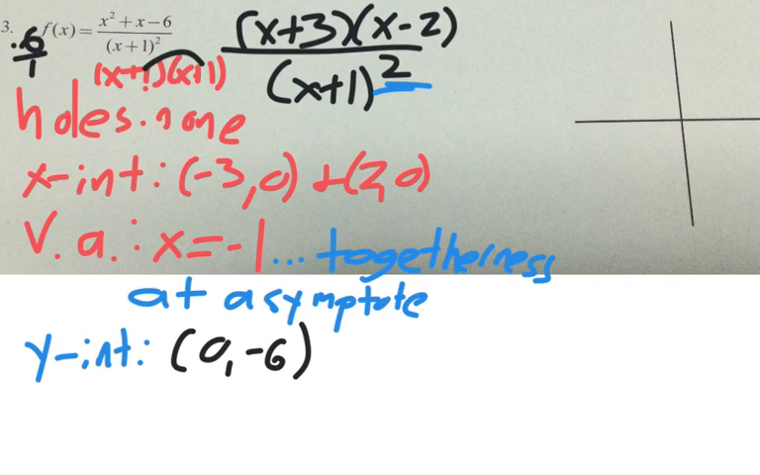Okay, and then now I'm looking at the multiplicity. Not the multiplicity, sorry. I'm looking at the power of the numerator and denominator. And because they are equal, they are both degree 2, I have a horizontal asymptote at y equals the ratio of the leading coefficients. So that would be a 1 in the numerator and a 1 in the denominator, which gives 1 overall. So I've got y equals 1.